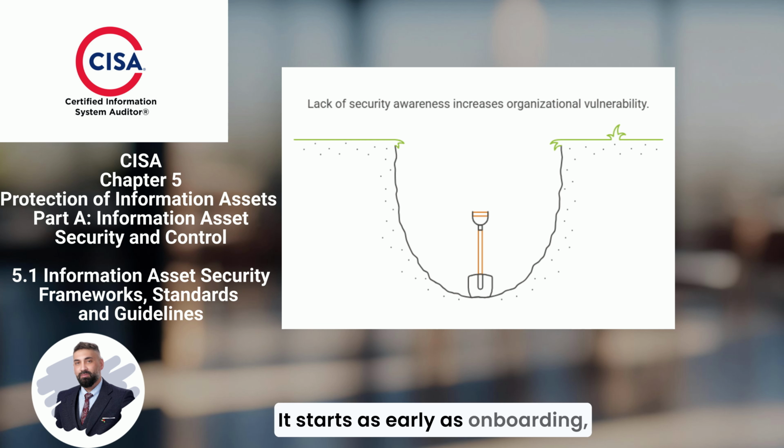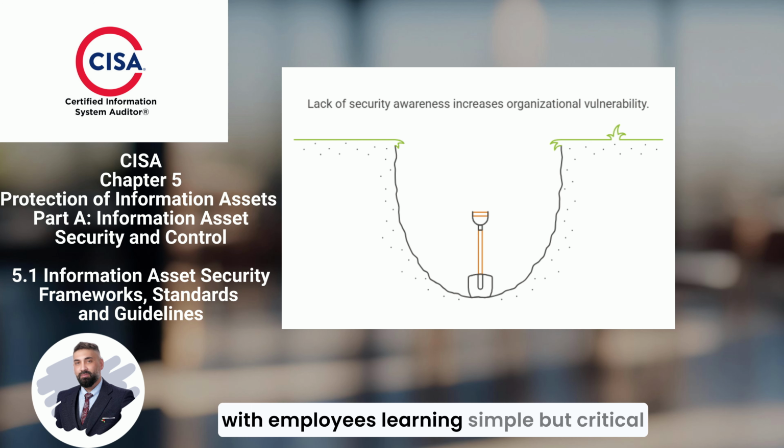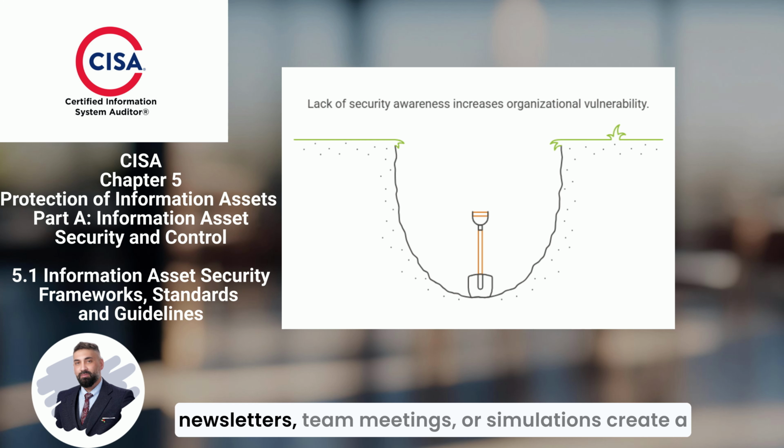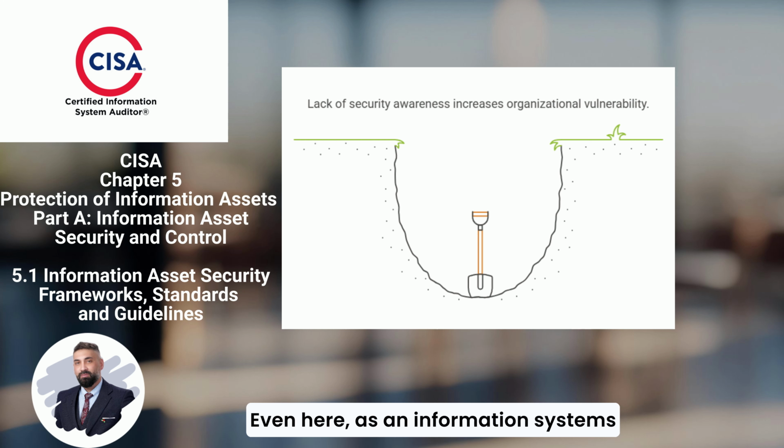It starts as early as onboarding, with employees learning simple but critical actions like locking their screens, safeguarding passwords, and recognizing phishing scams. Companies that successfully weave ongoing training into newsletters, team meetings, or simulations create a culture that's proactive about security, not reactive. Even here, as an information systems (IS) auditor, your role is pivotal.